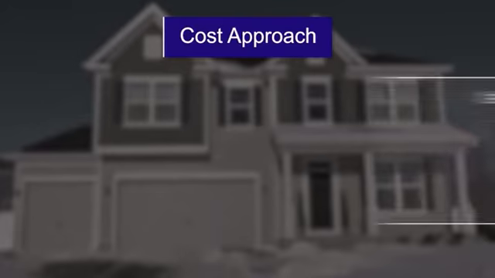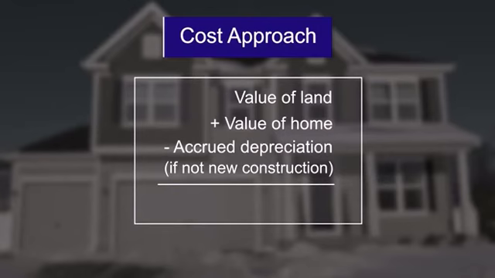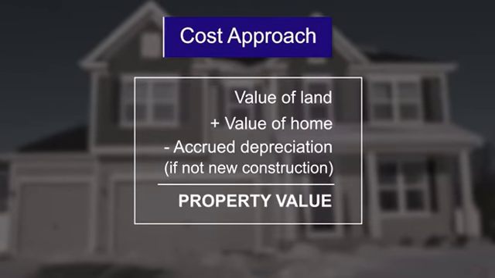This is one that isn't done so often anymore, but it's mostly done on new construction properties. And it's based on the value of the land plus the value of the home. And then we do take into consideration accrued depreciation on the home if it's not new construction. And all that is added together to figure out what it cost to build this house, to build the entire property. The second way that we can determine value of a property is the income approach.